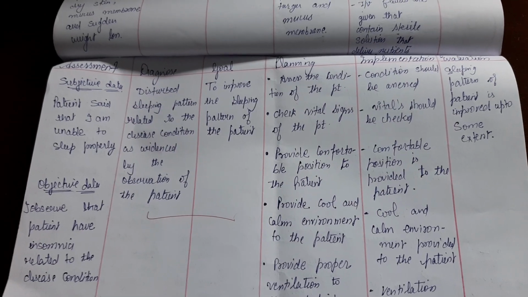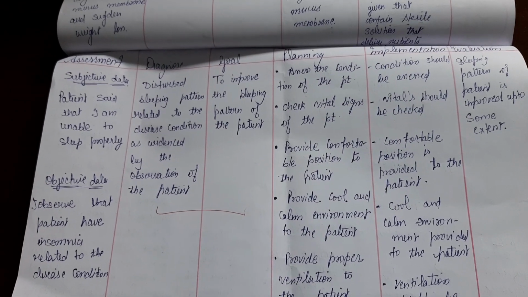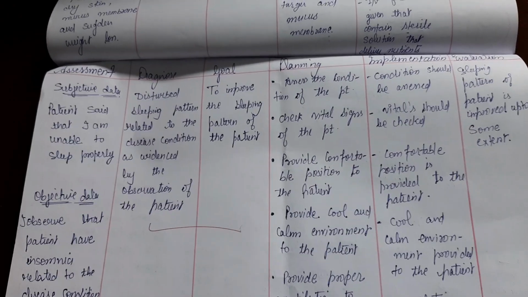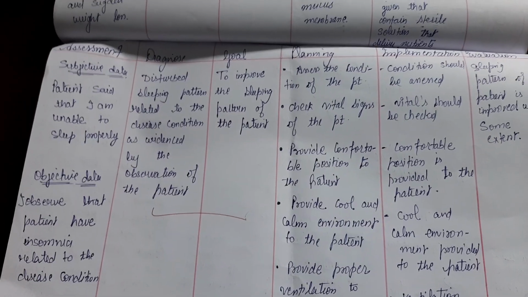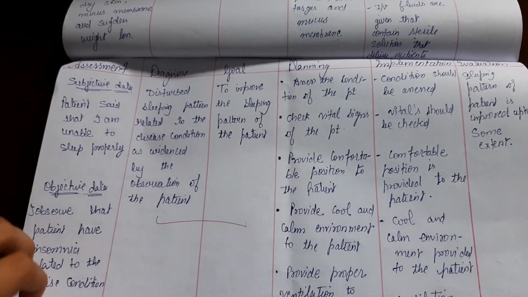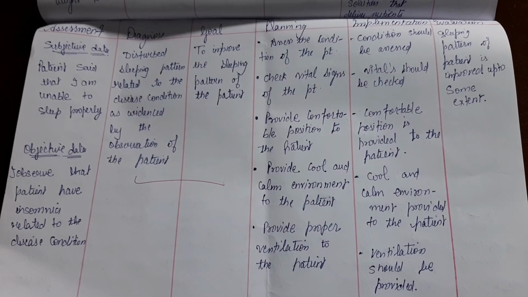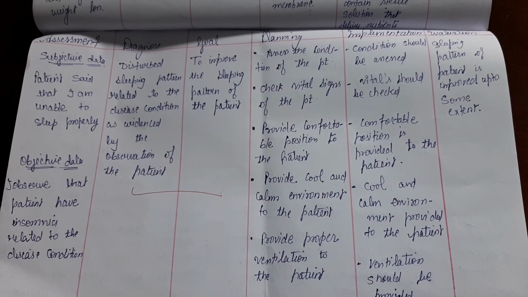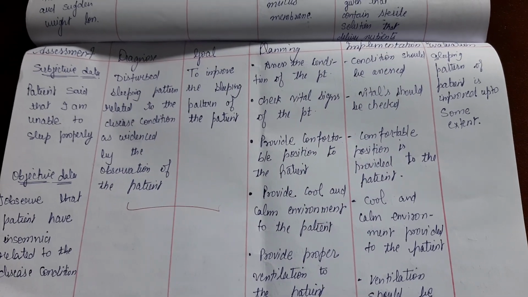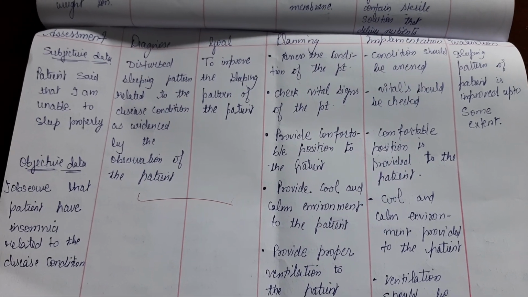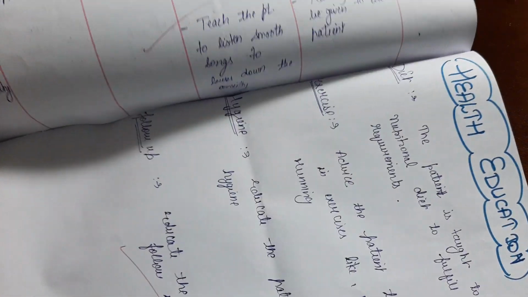Next is the disturbed sleep pattern. So in every disease, the patient suffers from a disturbed sleep pattern, so we should make an NCP on the sleeping pattern. In the sleeping pattern, what should we do? Mainly the plan is to provide a comfortable position, to provide a cool and calm environment, and to provide ventilation so that the patient feels comfortable and it may help enhance the sleep of the patient.